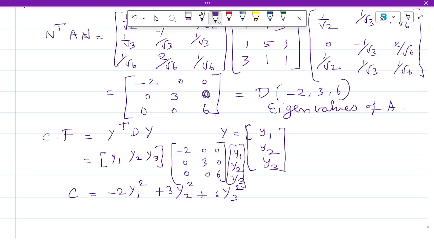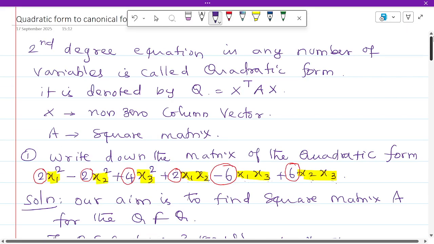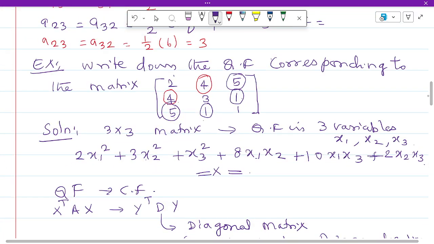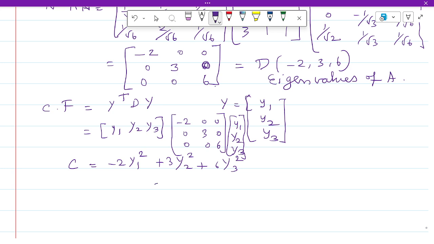In the class, we have discussed converting the quadratic form to canonical form. First we have to find the matrix from the quadratic form. In the earlier problem we discussed that, in case a matrix is given, how to write the quadratic form. Then we can find the canonical form.